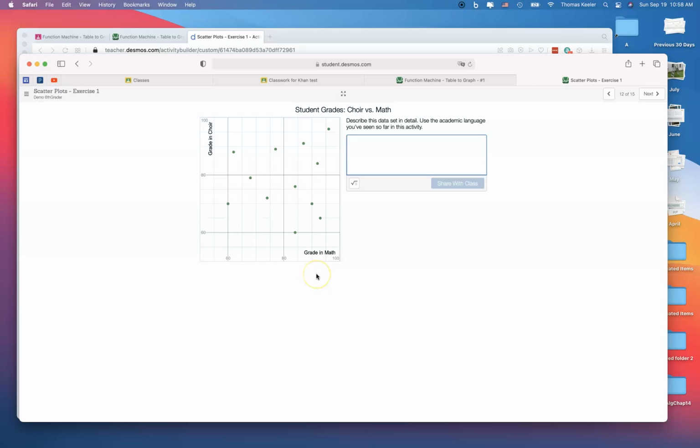But we also have someone who has a very good grade in math, so a grade of, oh, well, this is 95, right? So 95, sorry, I read it wrong. So in the 90s, but a low grade, not even a passing grade in choir. Okay, so we would say no relationship. There's no relationship between grade in math and grade in choir.